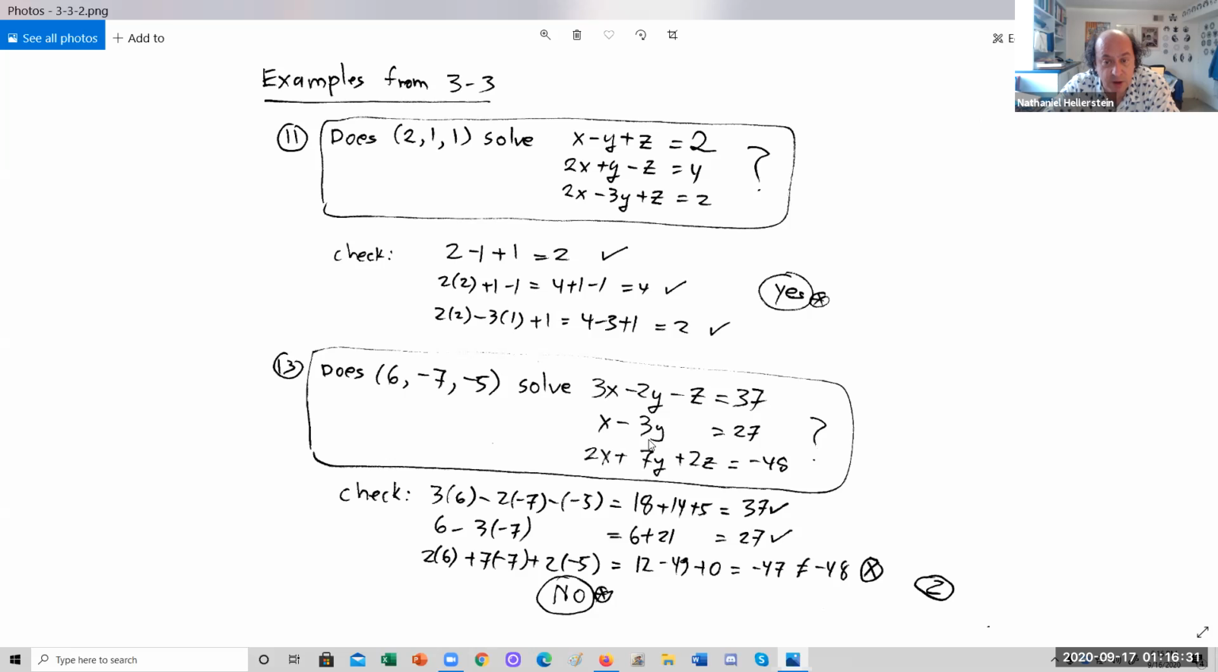The second equation, x minus 3y equals 27. We have 6 minus 3 times negative 7. That's 6 plus 21, which is indeed 27. So the second equation checks out. Now, put 6, negative 7, negative 5 into the third equation. 2 times 6 plus 7 times negative 7 plus 2 times negative 5, that's 12, minus 49, minus a 10, excuse me. That comes up to a negative 47, which is not negative 48. So the third equation is not valid with these values. So this does not solve that system. It solves 2/3 of them, but not the whole thing. And 2/3 isn't good enough.